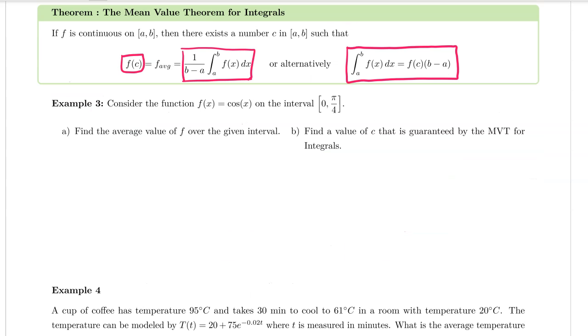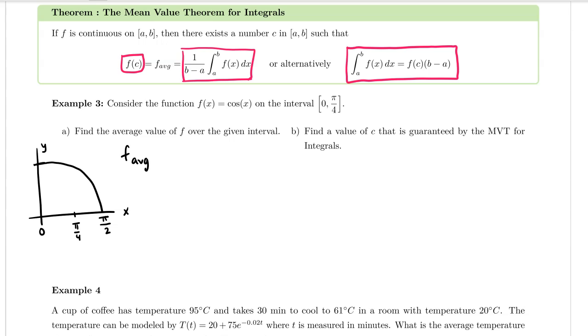Example 3 says, consider the function f of x equals cosine of x on the interval from 0 to pi over 4. Part A wants us to find the average value of f over the given interval. So again, just a visualization. Here's my y-axis, here's my x-axis. Cosine starts at the peak and goes something like that. We know that cosine is equal to 0 when our input is pi over 2. Here's pi over 4, and we're looking for the average value of our function between 0 and pi over 4.